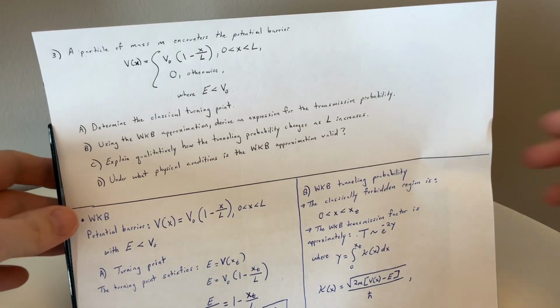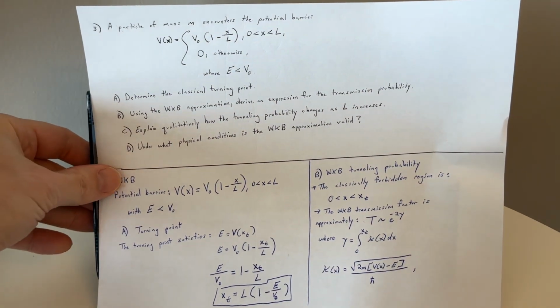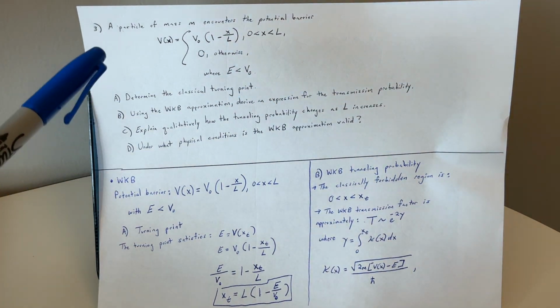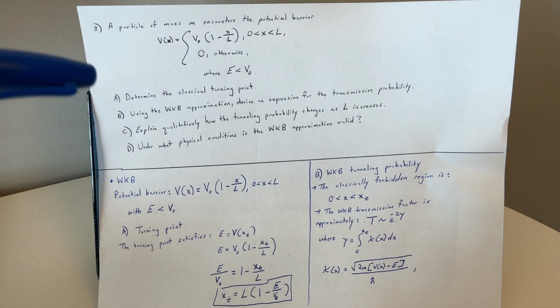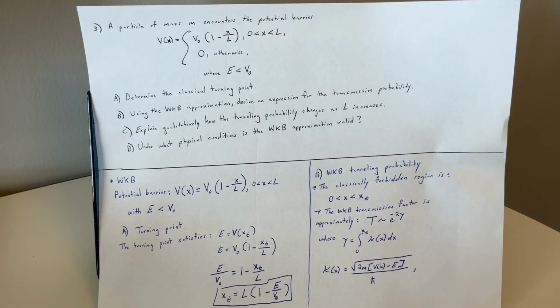Okay. So, number 3, we have a particle of mass m that encounters a potential barrier. So we have V of x equals V naught times the quantity 1 minus x over L, for 0 less than x less than L, and 0 otherwise, where E is less than V naught. For part A, determine the classical turning point.